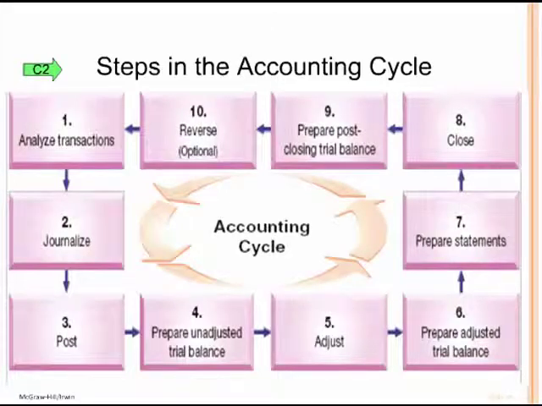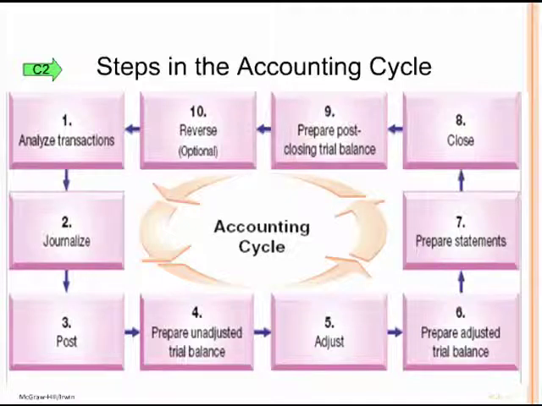Explanations. 1. Analyze transactions. Analyze transactions to prepare for journalizing. 2. Journalize. Record accounts, including debits and credits, in a journal. 3. Post. Transfer debits and credits from the journal to the ledger. 4. Prepare unadjusted trial balance.